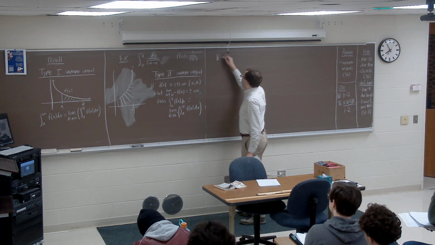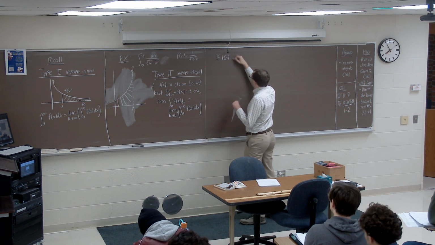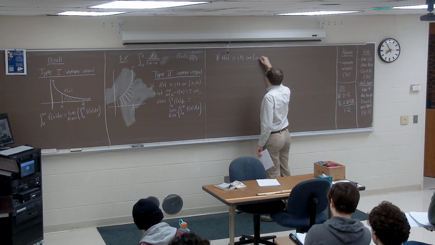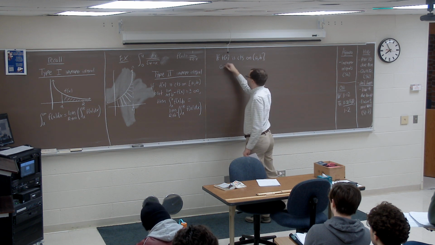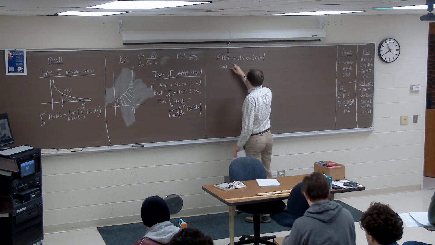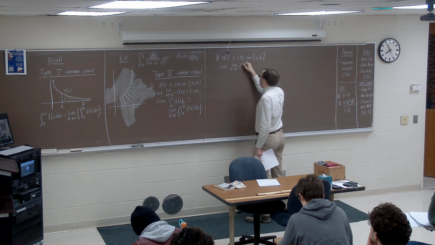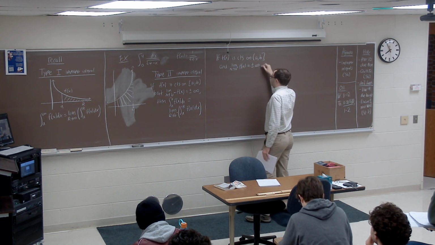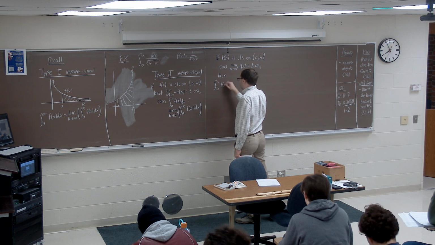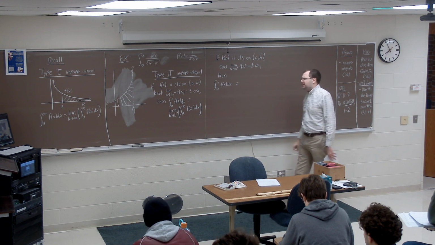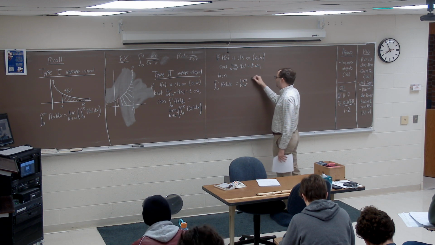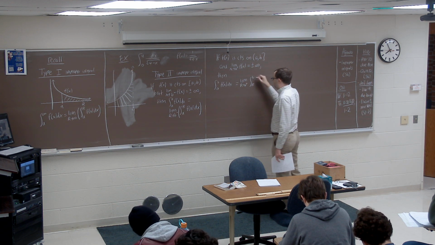And similarly, we can say that if we have a function f of x that is continuous everywhere except for the left endpoint of the interval, and the limit as x approaches a from the right-hand side is plus or minus infinity, then we can define the integral from a to b of our function to be the same as the limit as r approaches a from the right-hand side, integral from r to b.